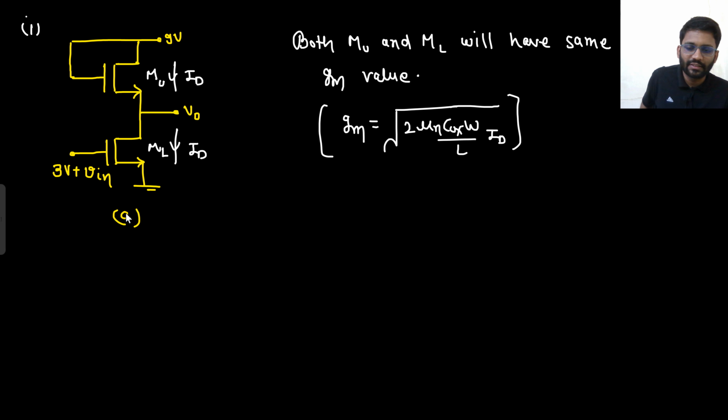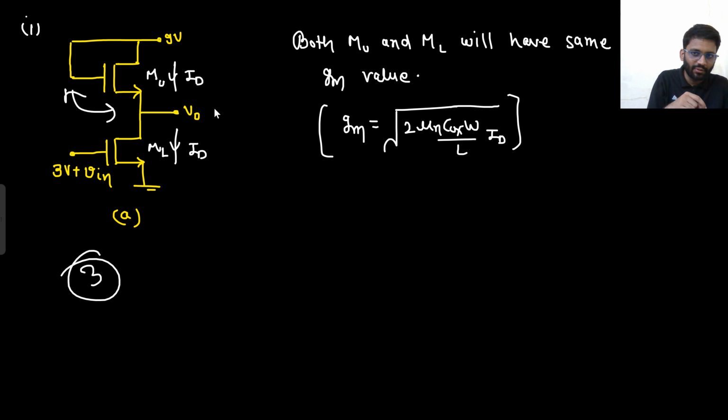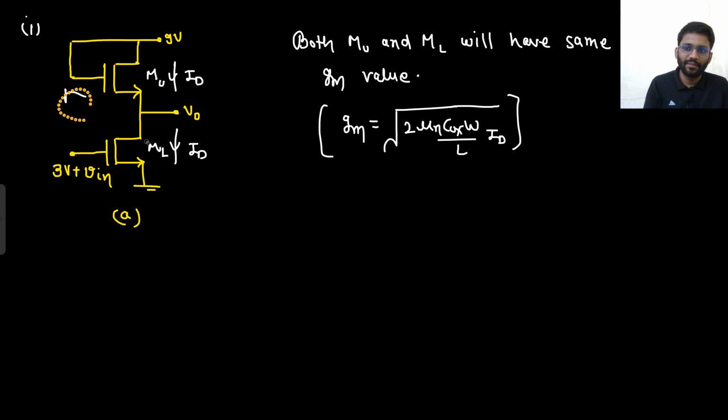You know the value of VGS here. What is the value of VGS? Here the value of VGS is 3. But do you know the value of VGS here? No, you only know this is 9. You don't know the value of this. Are you getting this point? So you only know the VGS here, that is 3. So you cannot apply that formula. Also, you cannot apply the first formula, that is mu n Cox W by L times VGS minus VT.